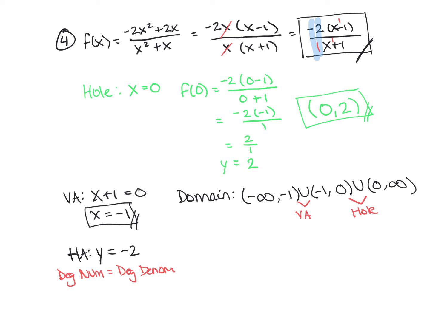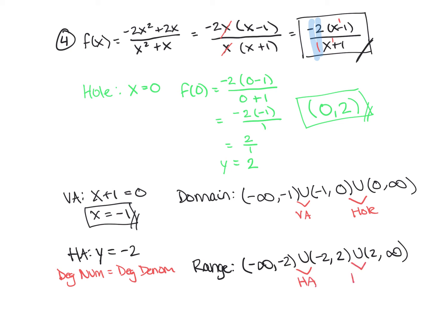So now that we have our horizontal asymptote, let's go for the range. Again, there are going to be two restrictions, or two discontinuities, for the range: the y value of the hole as well as our horizontal asymptote. So our range is going to go from negative infinity to -2, from -2 to 2, and from 2 to infinity, with the break at -2 being for the horizontal asymptote, and the break at 2 being for the y value of the hole.